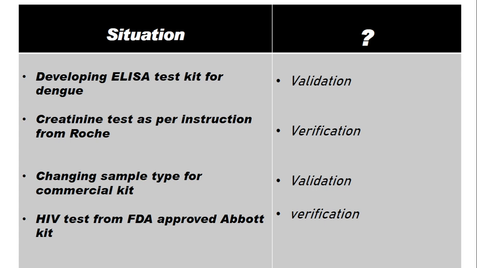Here are some examples of validation and verification processes in a lab. Here you can see developing an ELISA test kit is the process of validation. A creatinine test as per instruction: here you are doing the test as per instruction and this is verification. Changing the sample type: here you switch the sample from one type to another, so you need validation now. This is a validation example. And doing an HIV test with an FDA approved kit, then it is verification.